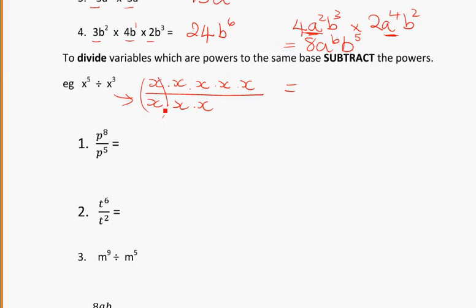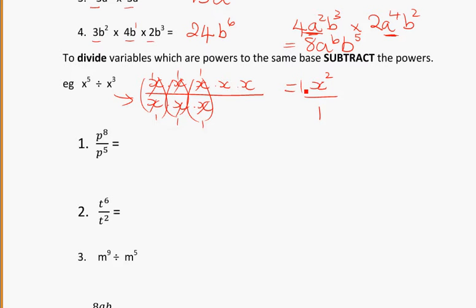Now these cancel. X over x just gives us 1. Here's another one that will cancel. X over x is 1 over 1. X over x is 1 over 1. Now what have we got left? We've got 1 times 1 times 1 times x times x. So that means we've got an x squared on the top. And what have we got on the bottom? 1 times 1 times 1, which is 1.